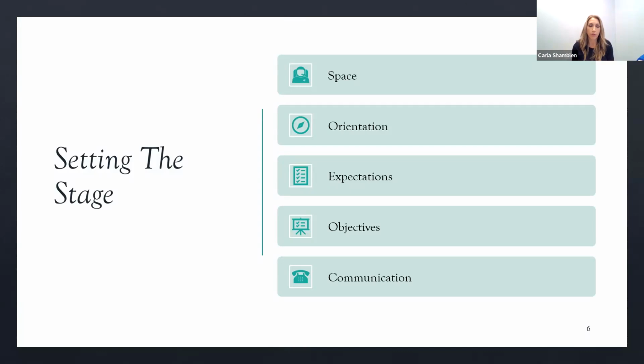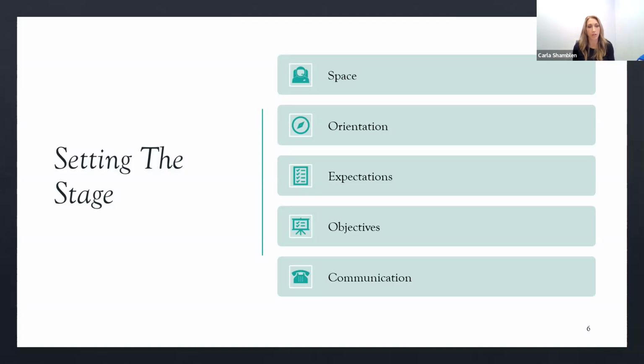Just like that, going over objectives is important. We have objectives that are in the syllabus for each rotation. So making sure that you're clearly aware of what those look like, what the outcomes are for the student when they finish the rotation, what they should be able to do.